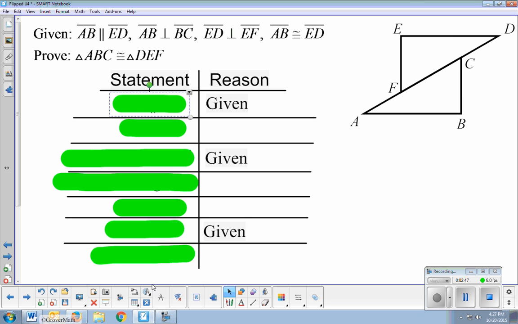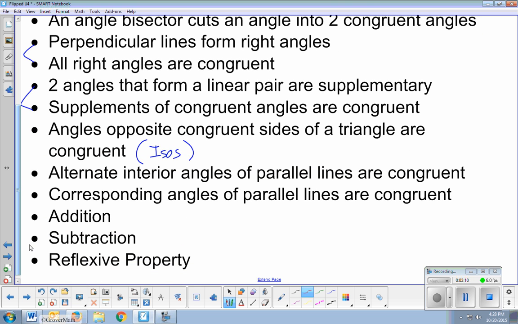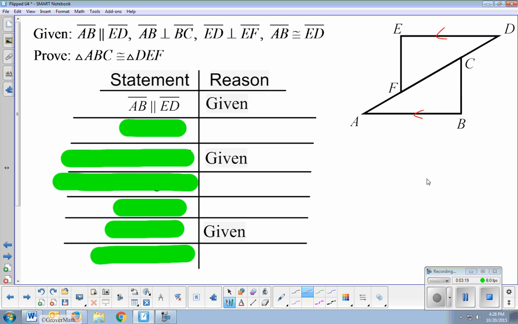Whoops, I didn't want to erase all that. Let me just erase that top part. AB is parallel to ED. So what does that do for us? Well, keep in mind that almost everything that you're given is leading to some sort of congruency relationship. And if you remember from when we last worked with parallel lines, if I jump all the way back to our cheat sheet, we do have 2 things here that come up with parallel lines. The alternate interior and the corresponding angles of parallel lines are congruent. So that's really what happens. Anytime you're given parallel lines, it's one of those 2 relationships.